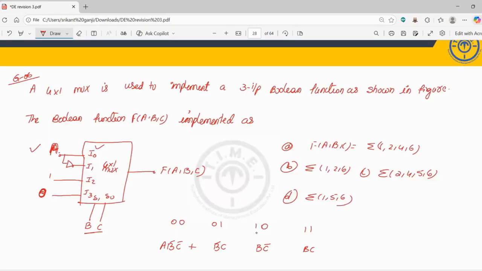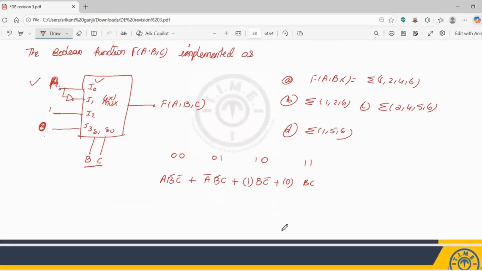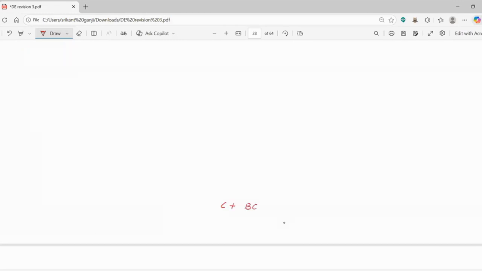Plus after that A bar I1 is coming like this, plus after that input 1 is coming, so 1 into BC bar, and I3 you can check that it is 0 now, 0 into BC bar, 0 into BC. So the answer is A B bar C bar plus A bar B bar C plus B C bar.